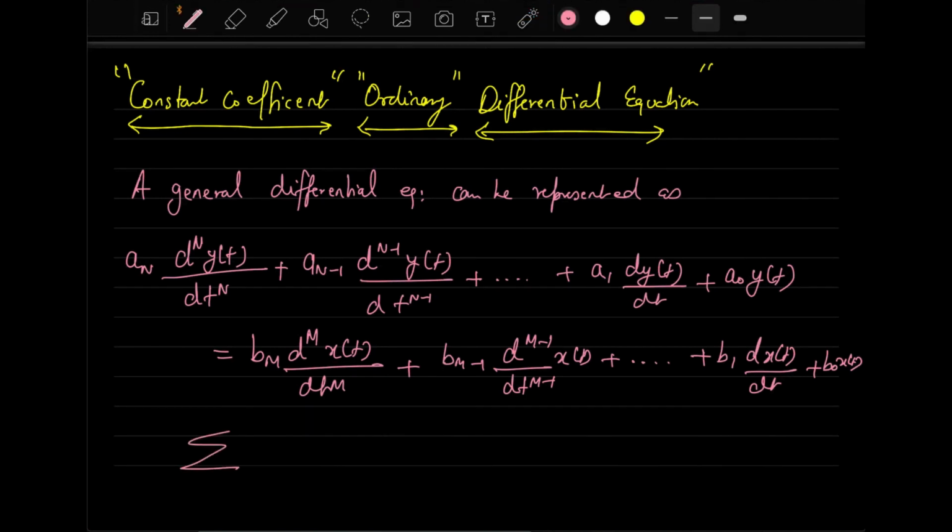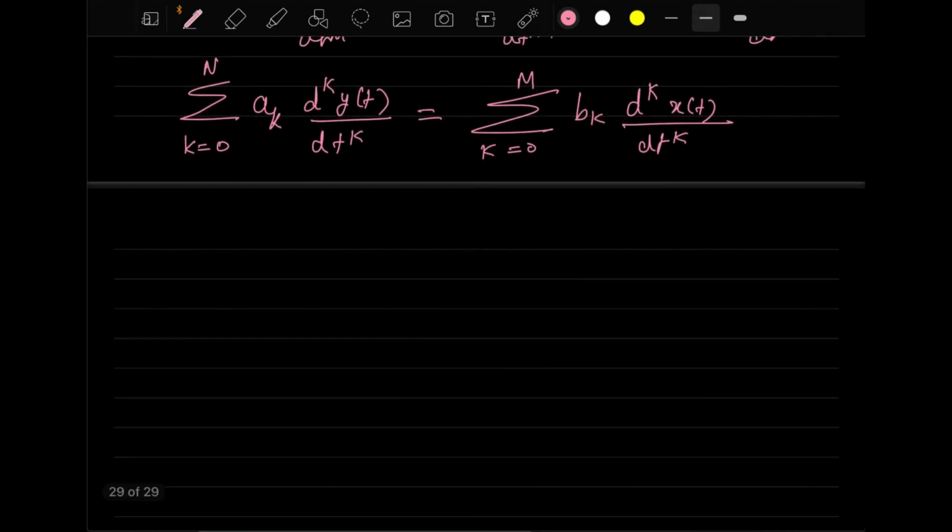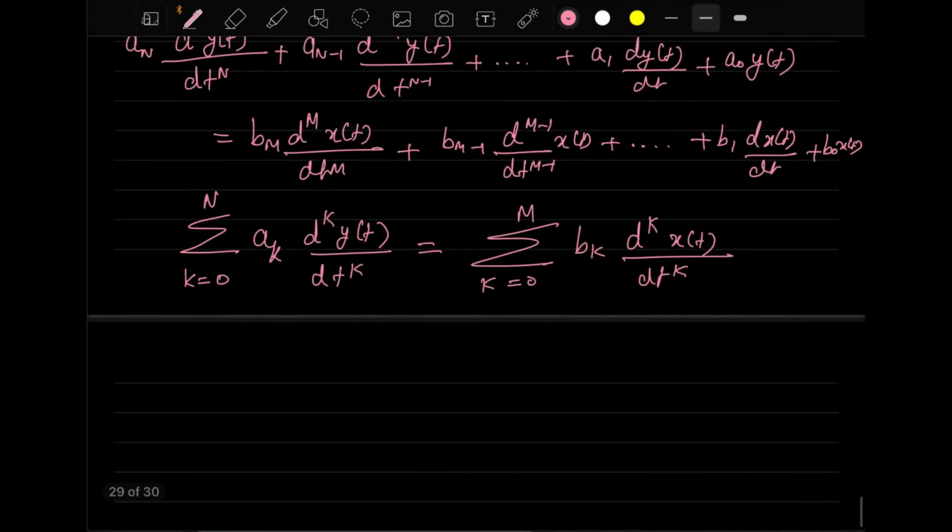You can write it like this: sum over k equal to 0 to n of ak dk y(t) divided by dt^k equal to sum over k equal to 0 to m of bk dk x(t) divided by dt^k. So this is basically a general differential equation which encompasses all the equations that we have discussed earlier.